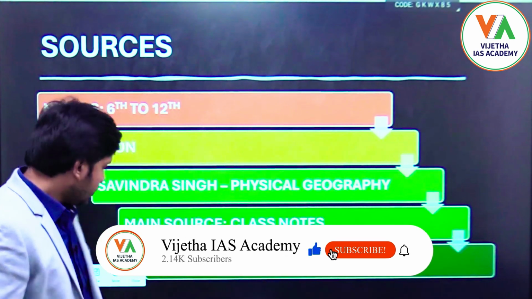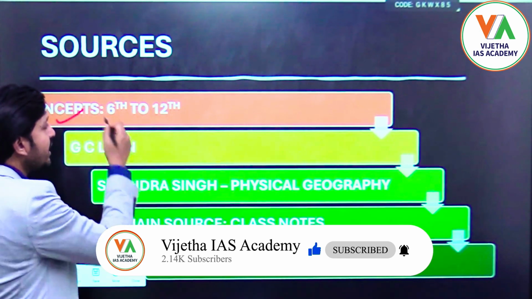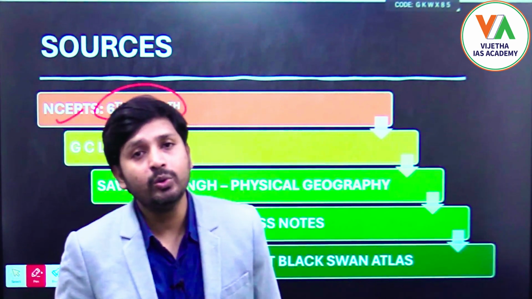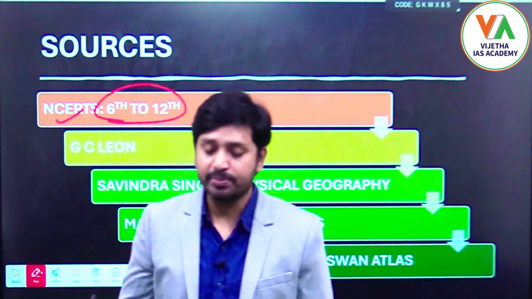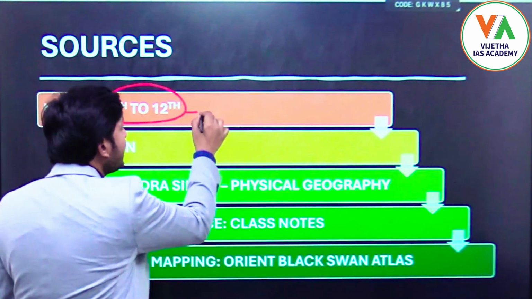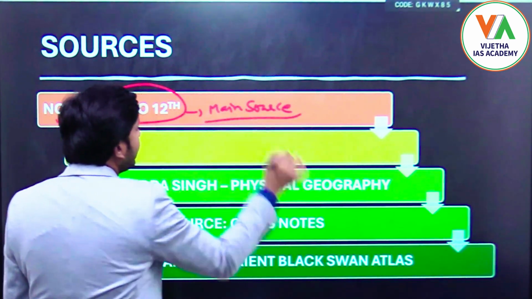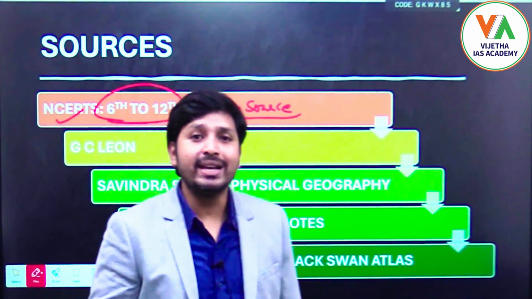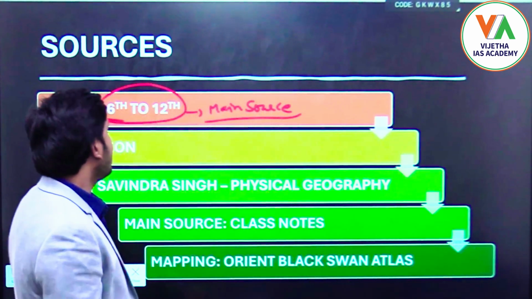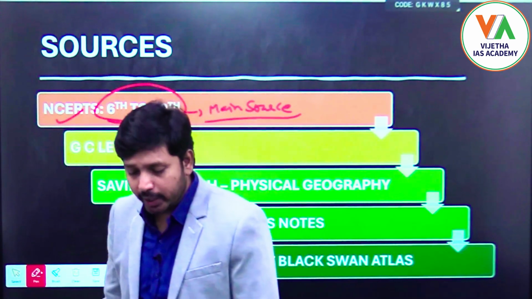The basic source which everyone has to follow is NCERTs, especially 6th to 12th NCERTs. It is very important to read each and every NCERT with respect to geography, and keep these NCERTs as your main source. It's better if someone can write a summary of these NCERTs. So 6th to 12th NCERTs are very important with respect to geography.